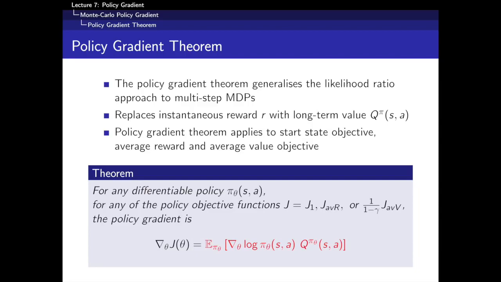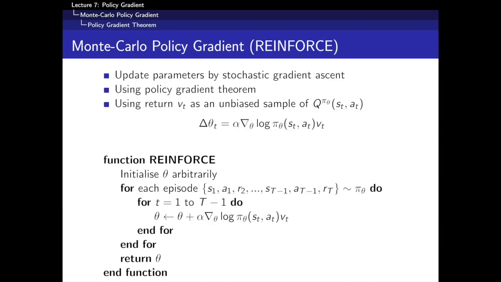Let's consider the simplest way to actually use that now to make an algorithm. And we call this the Monte Carlo policy gradient, which is roughly the same as a really old, well-known algorithm called REINFORCE. And the idea is to update the parameters by stochastic gradient ascent. So we're going to get rid of that expectation now and just do something very practical. We're going to use the policy gradient theorem, and what we're going to do is just sample that expectation. The term which appeared in the policy gradient theorem was this Q. So let's just sample Q.